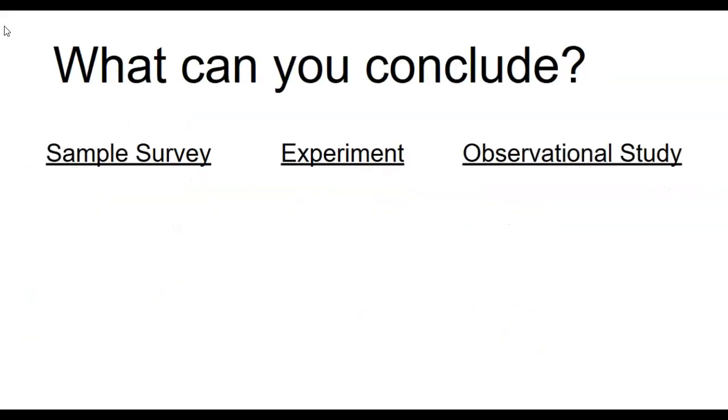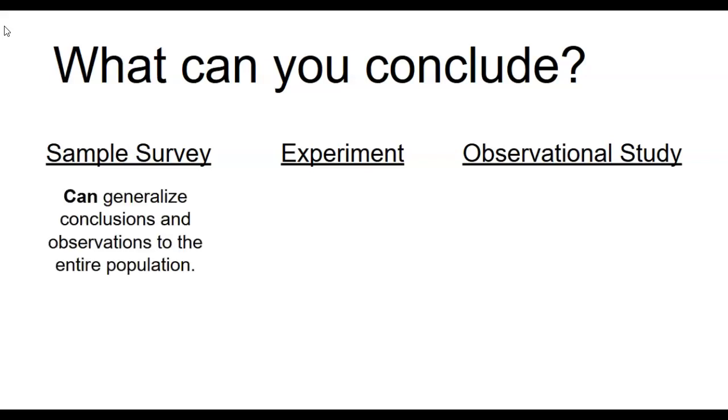So what can we conclude from these different types of studies? What can be concluded and about whom it can be concluded is linked to how randomness is used in the study. For sample surveys, if the sample is a random selection from the population, then any conclusions, patterns, and observations can be generalized to the entire population. But because the conditions are not controlled or randomized to isolate circumstances and their influence on the subjects, you cannot conclude a cause and effect relationship.